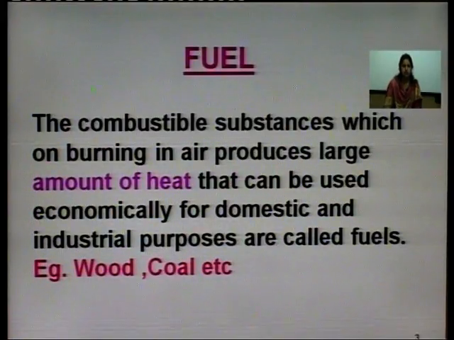The combustible substances which on burning in air produce a large amount of heat that can be used economically for domestic and industrial purposes are called fuels. For example, wood, coal, etc. As we all know that heat energy is very important for doing work.